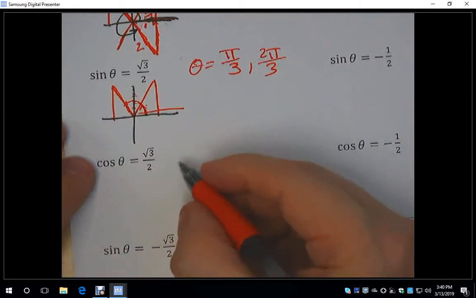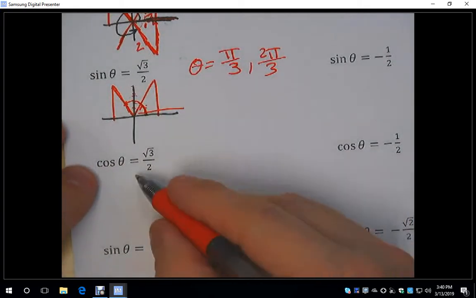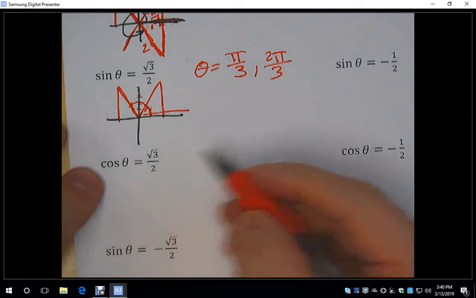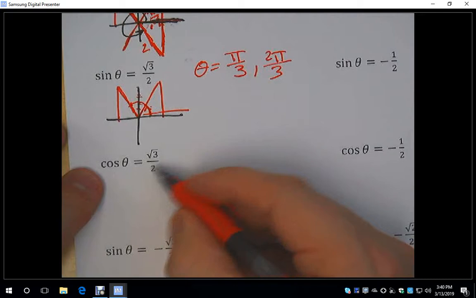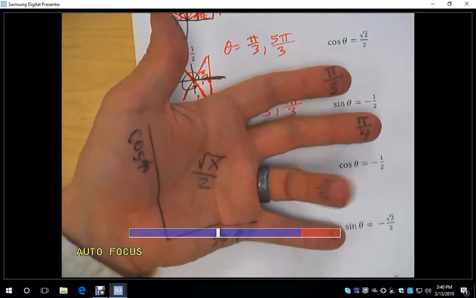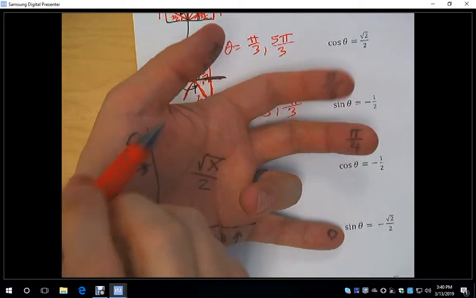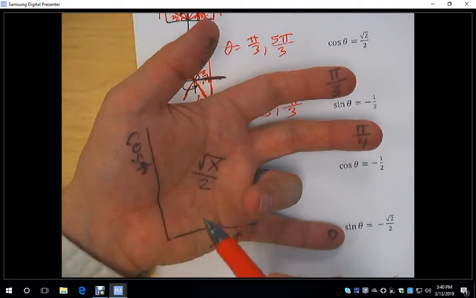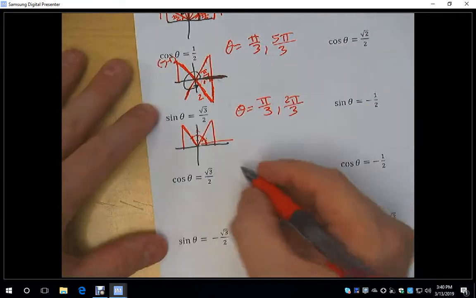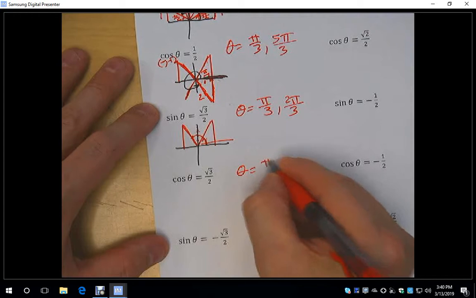Looking at the next one, we have cosine theta equals the square root of 3 over 2. So we're going to reconstruct the square root of 3 over 2. For cosine, that's from the thumb direction, so I'm going to put this finger down. That gives me the 3 fingers, the square root of 3 over 2, which means then putting down the pi sixth finger. So we have theta equals pi sixth.